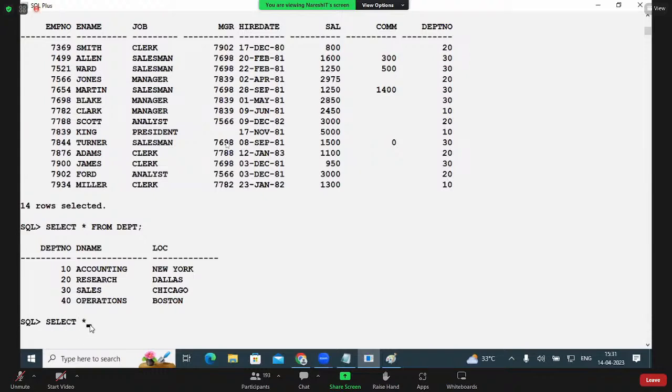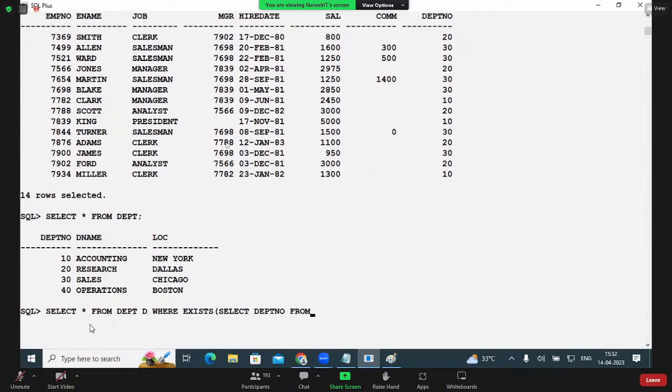Now I'm going to write. Observe carefully. SELECT * FROM DEPT D, because I want to display department details. That's why I'm using DEPT D. Okay. WHERE, which operator? EXISTS. WHERE EXISTS, then the inner query. What should we take in the inner query? Department number. So SELECT department number FROM which table? EMP E, and the condition. What is the condition? WHERE E.DEPTNO = D.DEPTNO.